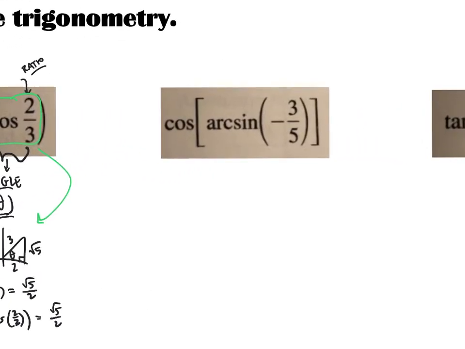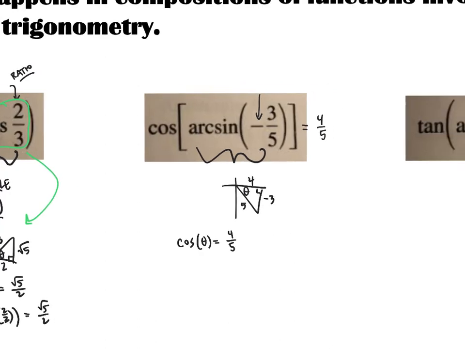Let's do the next one. Okay, so this angle here, I can create that. The arc sine is either quadrant 1 or 4. Since this is a negative value, I'm going to put it in quadrant 4. That's where the y value, or the sine, is negative. So sine is -3/5. This will be theta. Therefore, using the Pythagorean theorem, I'll see that this is a 4, and the cosine of theta would then be equal to 4/5. Therefore, the cosine of the arc sine of -3/5 is equal to 4/5.